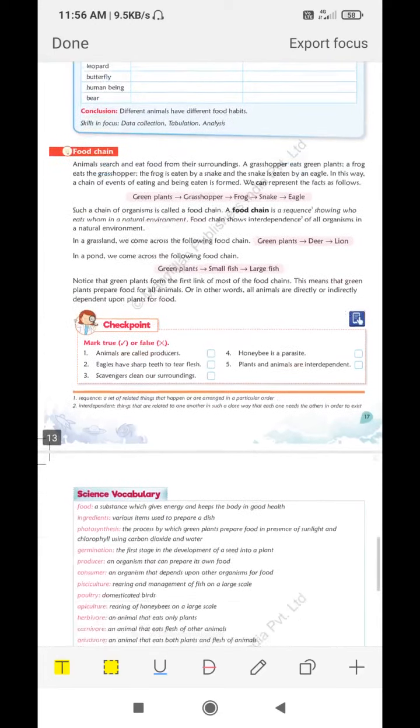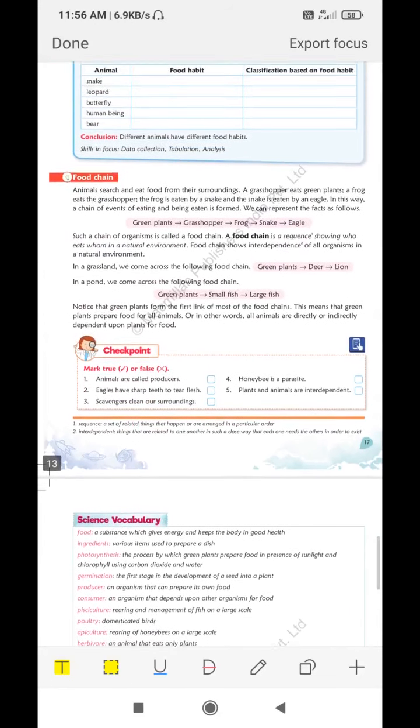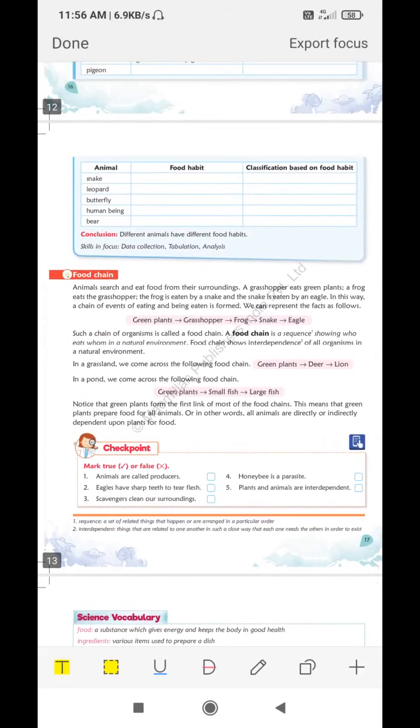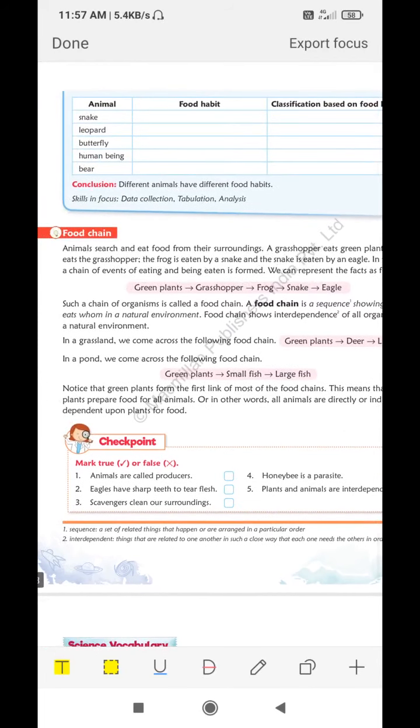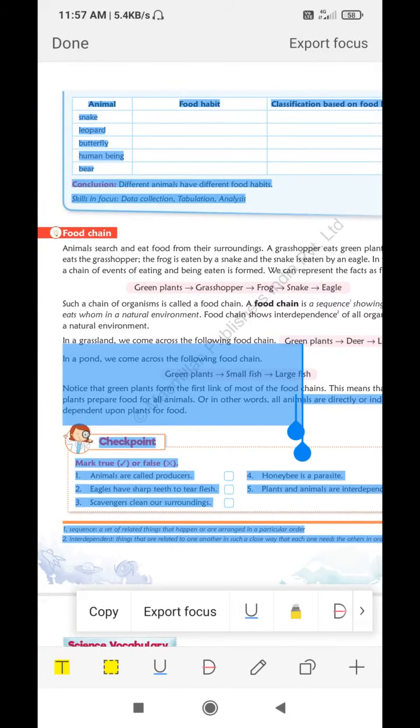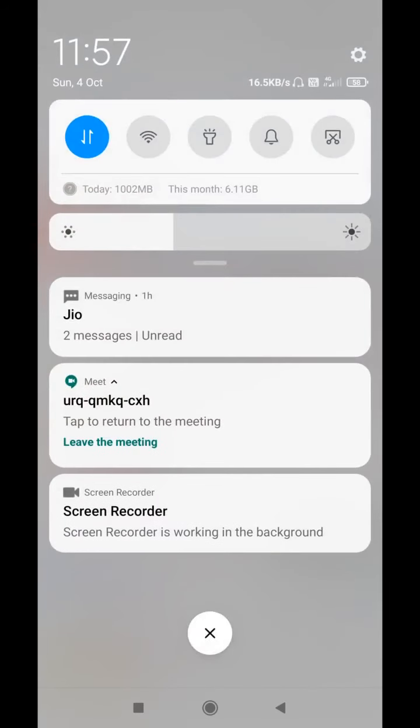So in this manner we can understand. And food chain, you know, is a continuous chain-like structure. A food chain is a sequence showing who eats whom. You have to read well about food chain, it is most important. And you can give an example also in that manner.